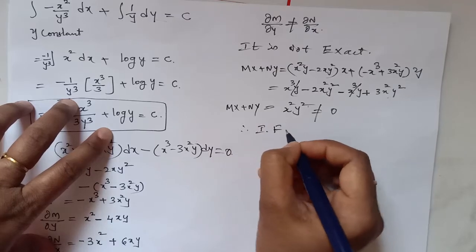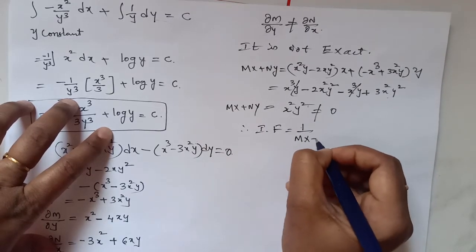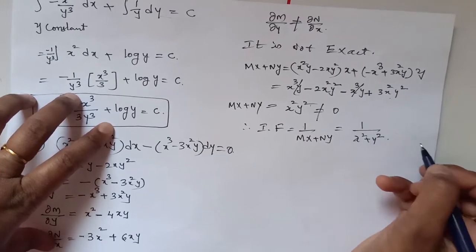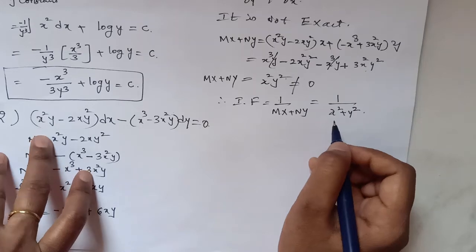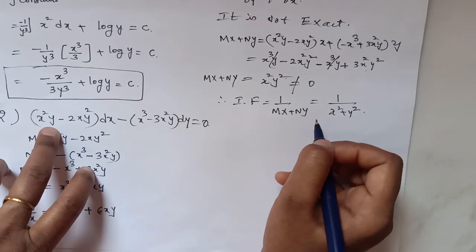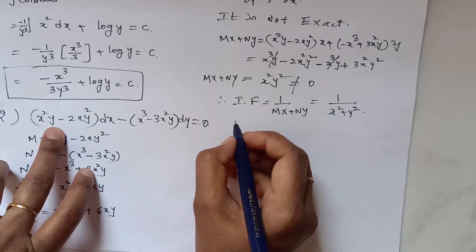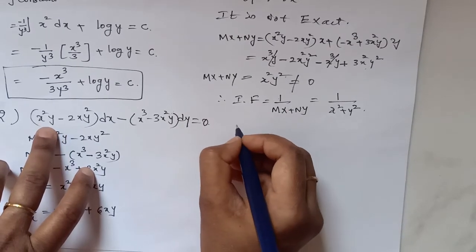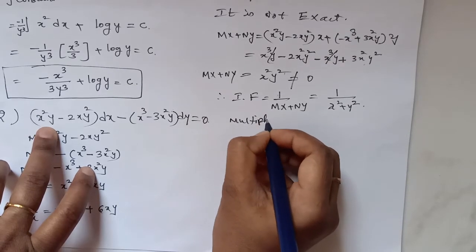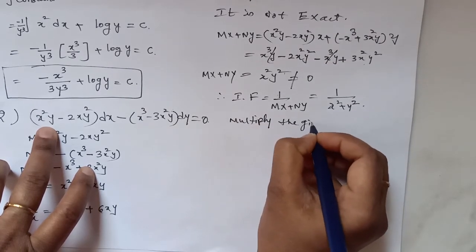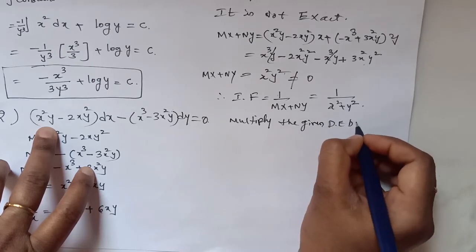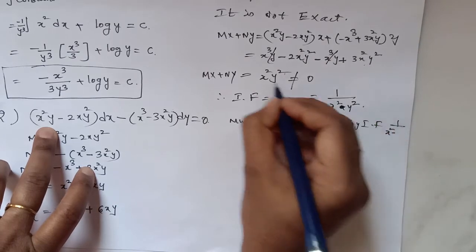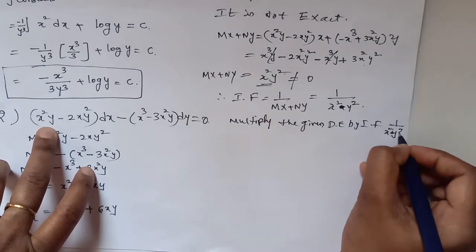Therefore the integrating factor is 1 by Mx plus Ny. This is equal to 1 by x square y square. Now, once we get the integrating factor, we need to multiply with this integrating factor. Now, multiplying the given equation by the integrating factor 1 by x square y square.